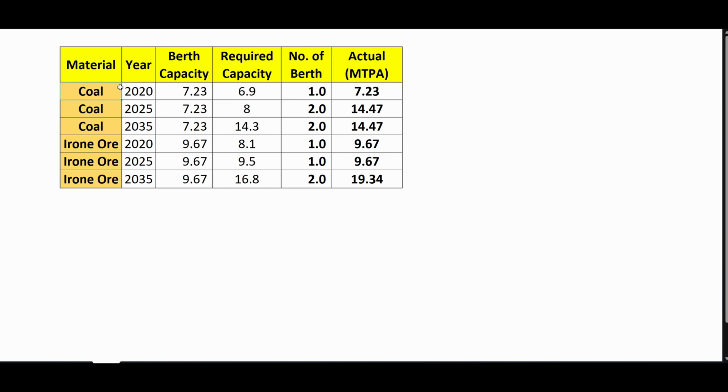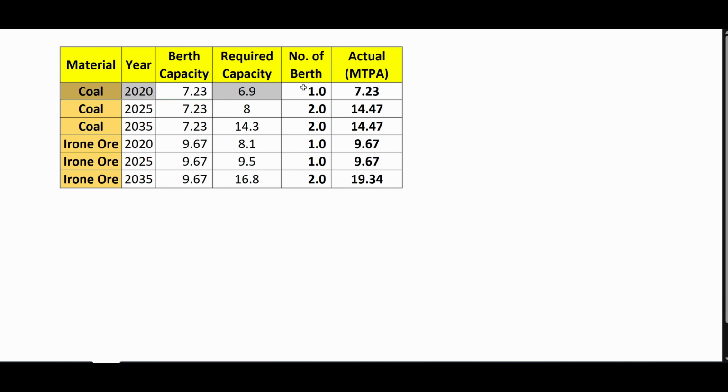In 2020, the required capacity is 6.9 million tons per annum, while one berth provides 7.23 million tons per annum. So the capacity is fulfilled. So the number of berths required is only one.